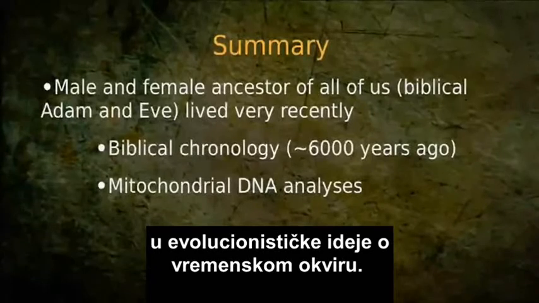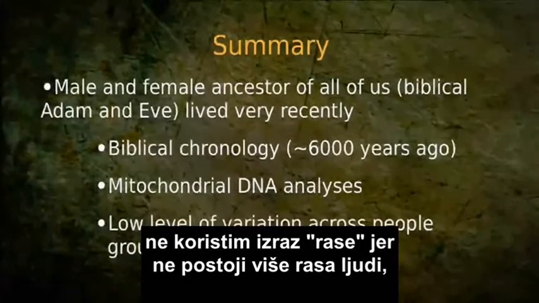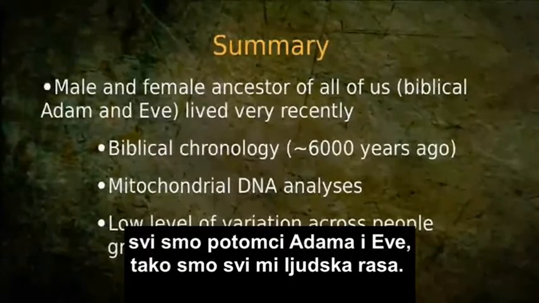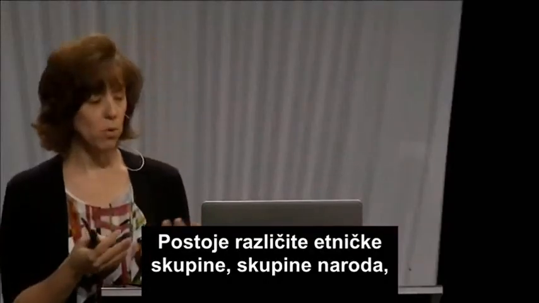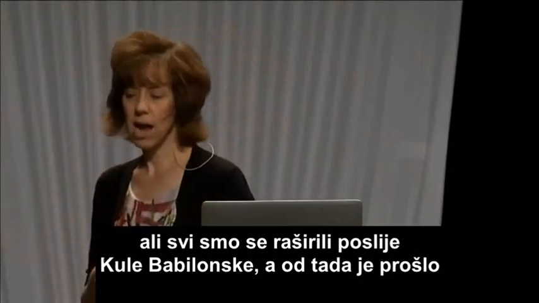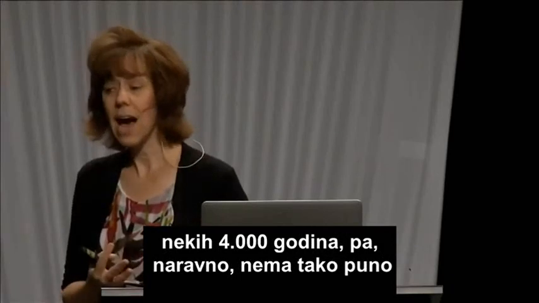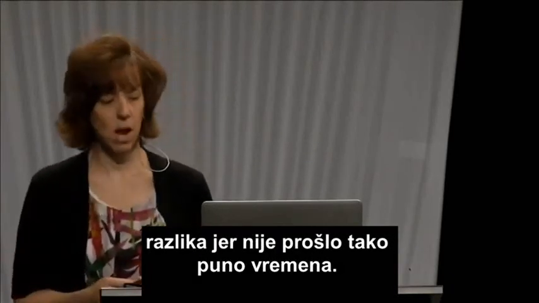And even if you look at different people groups, now notice I don't use the term races because there are not multiple races of people. We all come from Adam and Eve, so we are the human race. There are different ethnic groups, different people groups, but we all diverged out. That started after the Tower of Babel, so it's only been about 4,000 years or so since then. So of course there's just not that many differences, because not that much time has passed.